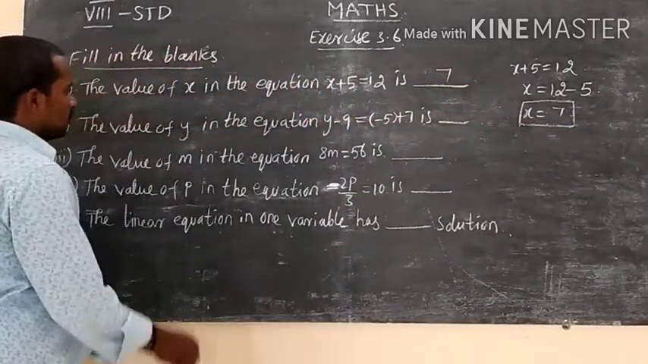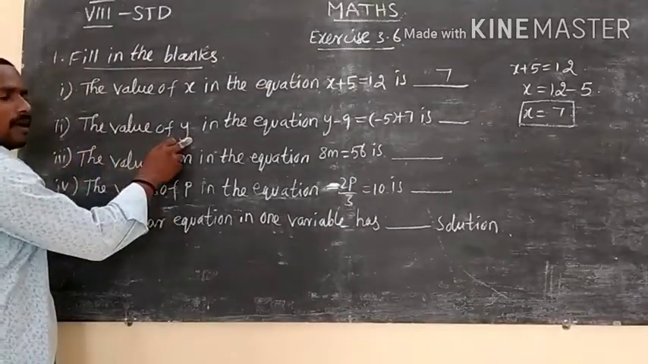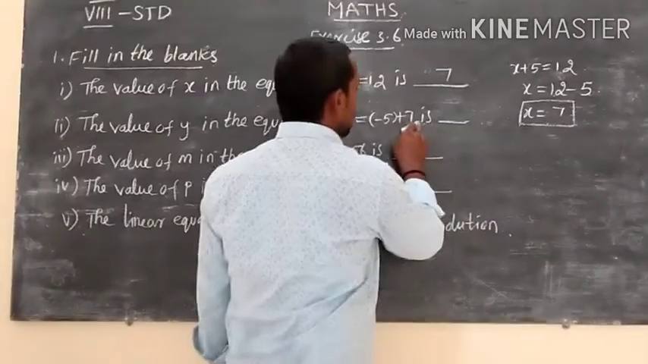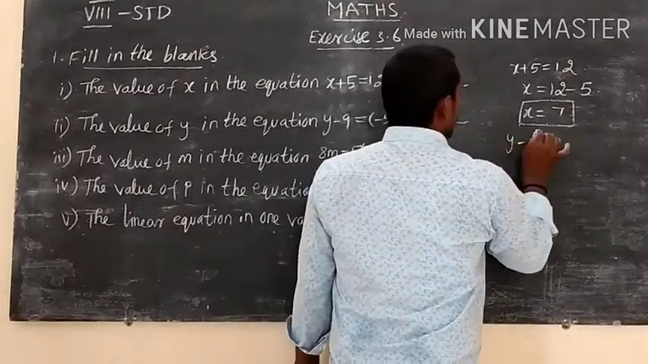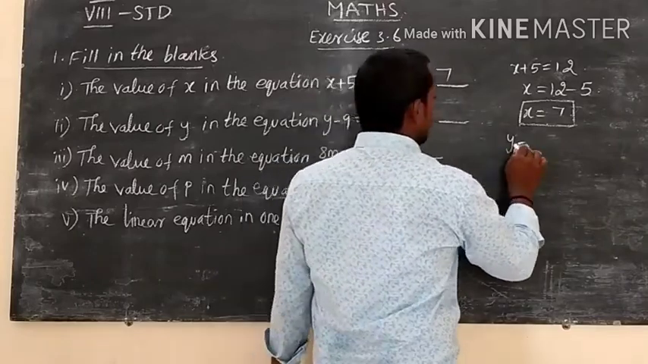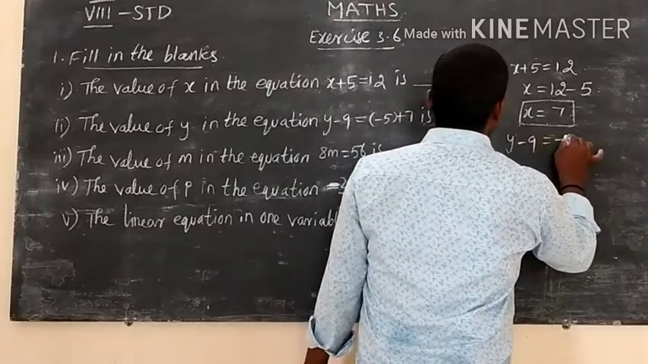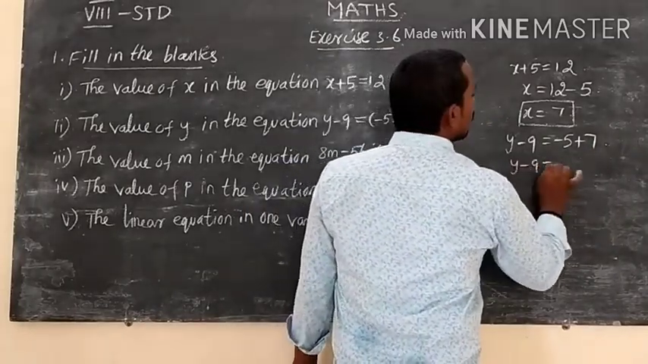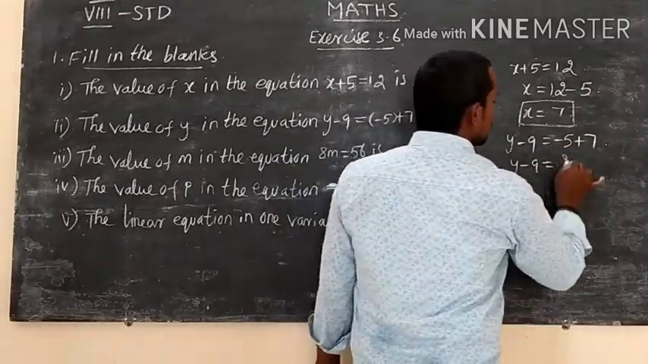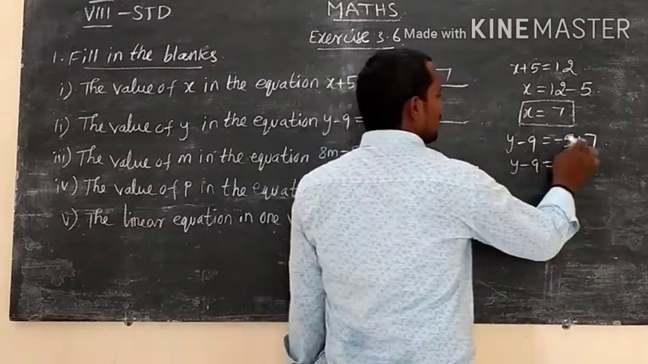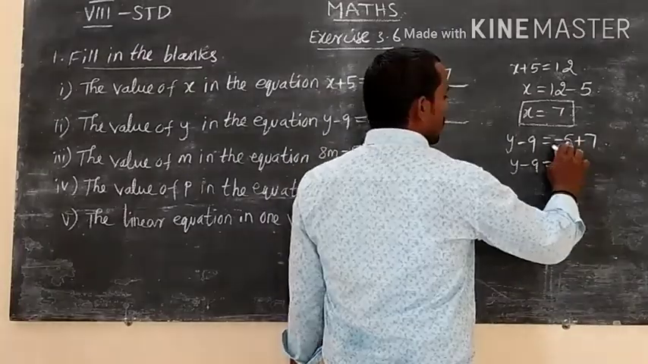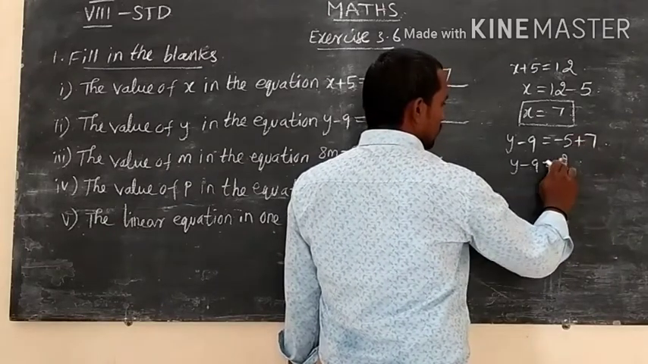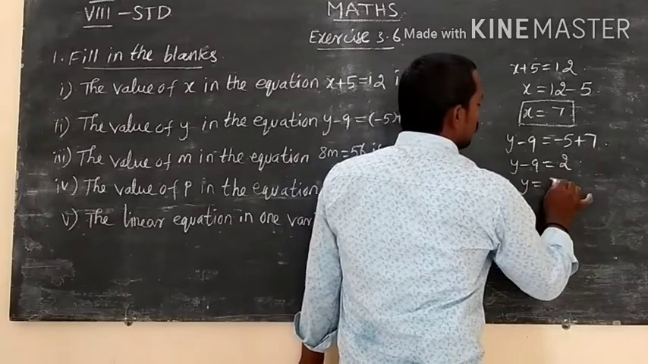Then the second question. The value of y in the equation y minus 9 equals minus 5 plus 7 is what? Now I want to find the value of y. y minus 9 equals minus 5 plus 7, which is the given equation. For different signs we make a subtraction, and after the subtraction we take the sign of the greater value. 7 minus 5 is 2, and the greater value's sign is plus. So plus 2. y minus 9 equals 2.